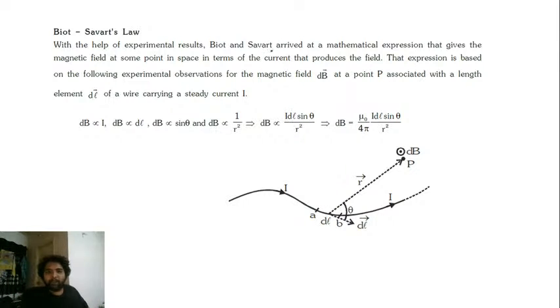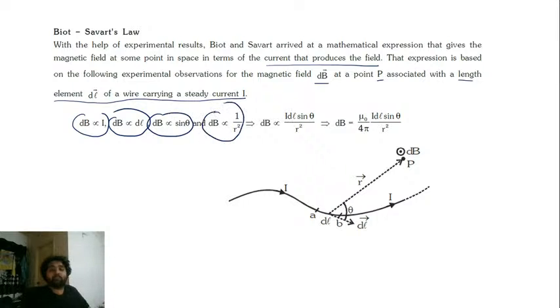So this is what it observed. With the help of experimental results, Biot and Savart arrived at a mathematical expression that gives the magnetic field at some point in space in terms of the current that produces the field. So the current carrying wire produces the field, which is given by this formula. That experiment is based on the following experimental observations. Magnetic field dB at a point P associated with length dl element of a wire carrying a steady current I. So dB will be proportional to I, dB is proportional to dl, dB is proportional to sin theta, and it is proportional to 1 by r square. So using the whole thing, we get dB is proportional to I dl sin theta by r square.